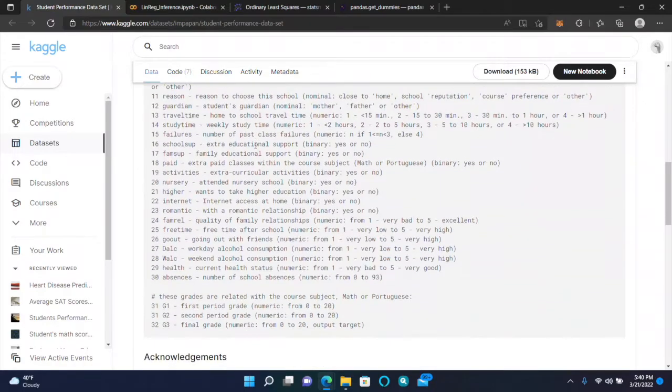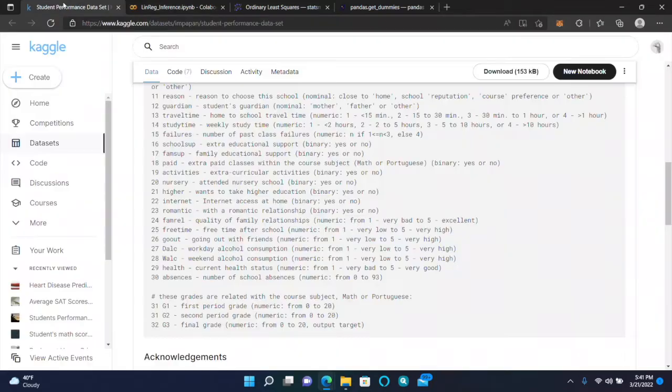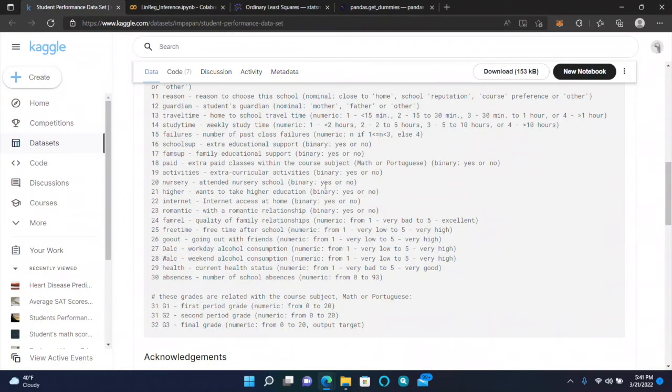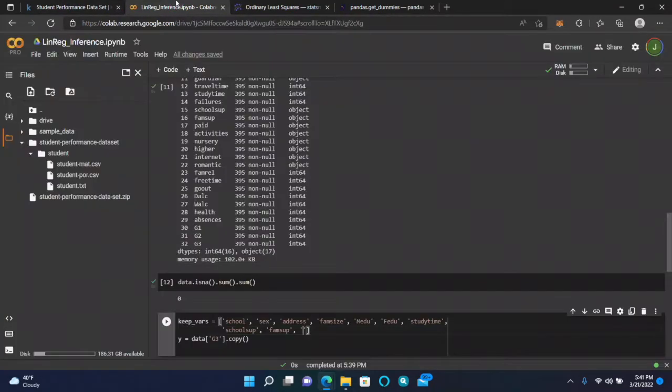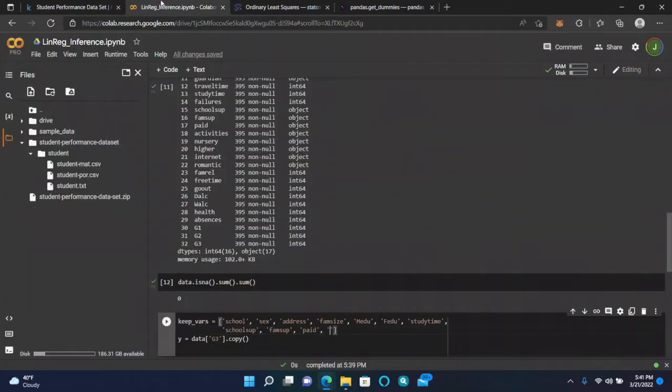Mothers' and fathers' jobs. So I'm going to skip reason to attend the school. Skip guardian. Skip travel time. Study time, let's keep that one. Failures, skip. School support, keep. Family support, keep. What else we got here? Paid tutoring, that's a good one. Let's keep that. Extracurricular activities, skip. Nursery school, skip again. Higher education, skip. Internet access at home, we will keep.